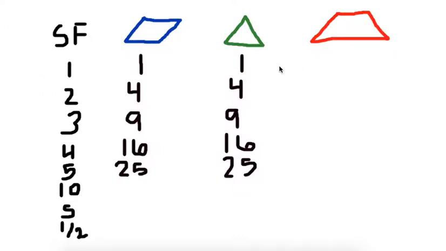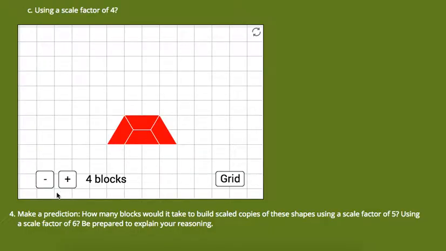So when we had a scale factor of 1, it just took the one trapezoid. Scale factor of 2 takes 4. So now my conjecture would be that this would take 9, looking at the patterns, 16 and 25, but let's be sure because it is a different shape.